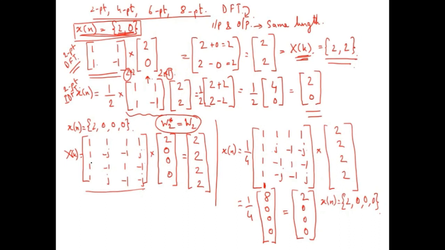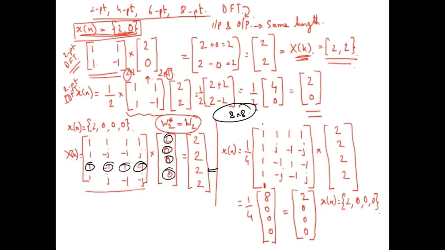Similarly, in the third row, it will come 1 multiplied by 2, minus 1 multiplied by 0, 1 multiplied by 0, minus 1 multiplied by 0. This value would come in the third row. And likewise, if it is an 8 point DFT, instead of a 4 by 4 matrix, you will be having an 8 by 8 matrix. And then you just have to put the signal in this way and just calculate it. The more you practice, easier it will be.